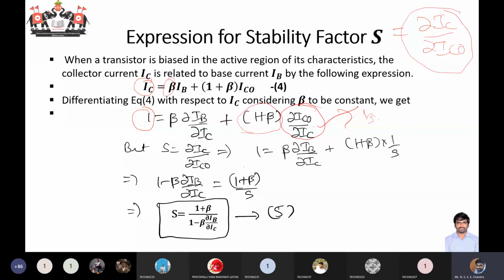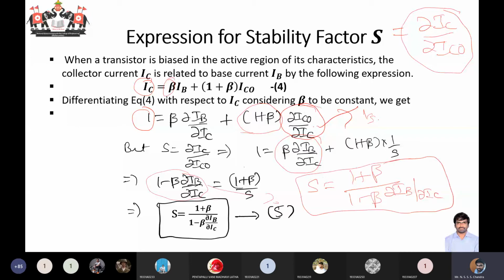Now you need to take this beta into ∂IB by ∂IC to the left hand side. So it is 1 minus beta into ∂IB by ∂IC equal to (1 plus beta) by S. Now if you take S to the left hand side, it becomes numerator. You can bring the entire term to the denominator on the right hand side. So it becomes S is equal to (1 plus beta) by (1 minus beta into ∂IB by ∂IC). So this is the expression for stability factor.